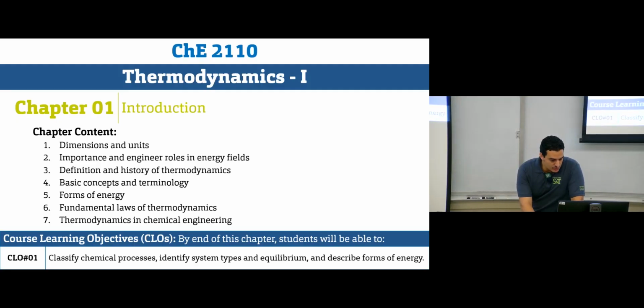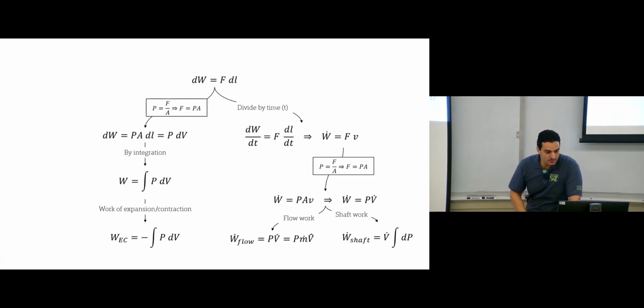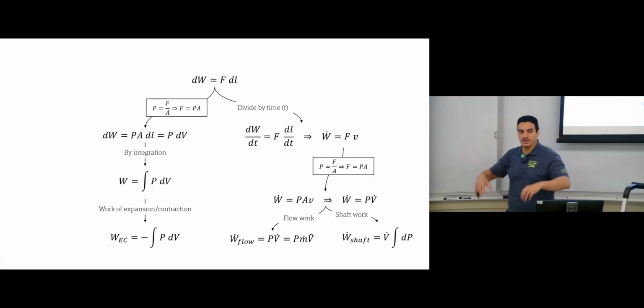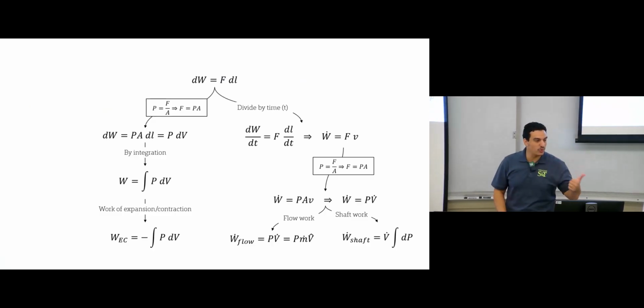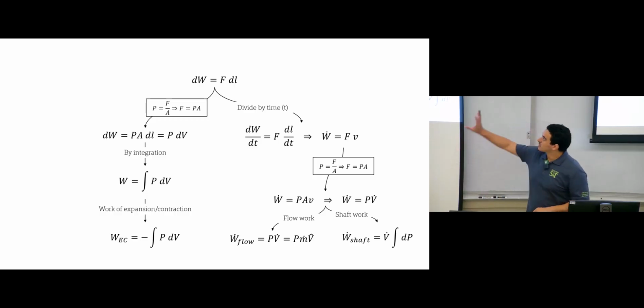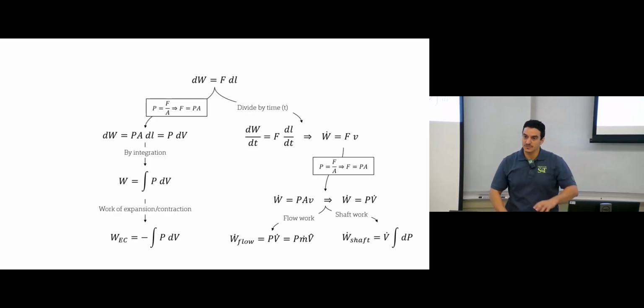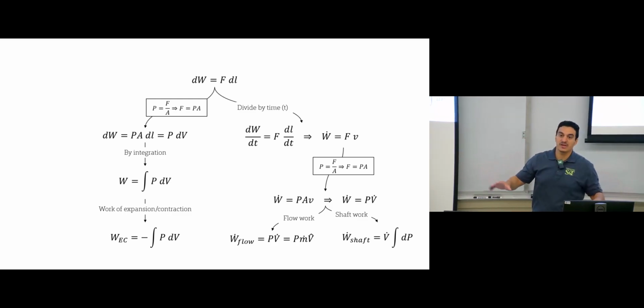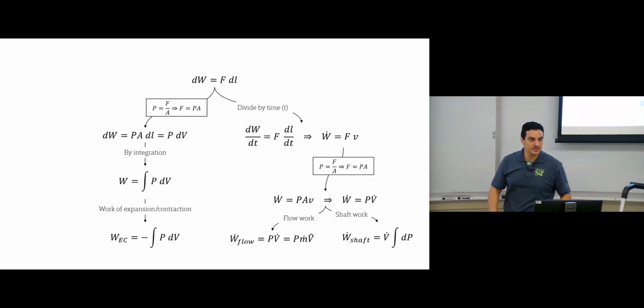And there is one thing, if you remember the previous lecture, we explained the types of work. So we said we have work of expansion, contraction, we have flow work, we have shaft work. So this is the original equation of work. Work is force times distance. And this lecture just gave you a summary of all the math we developed in the previous lecture. I just combined all the slides in one of them.